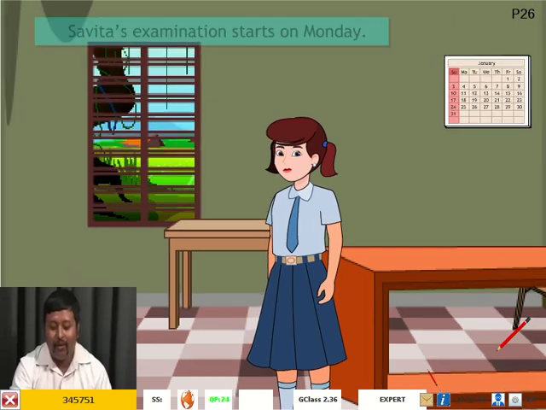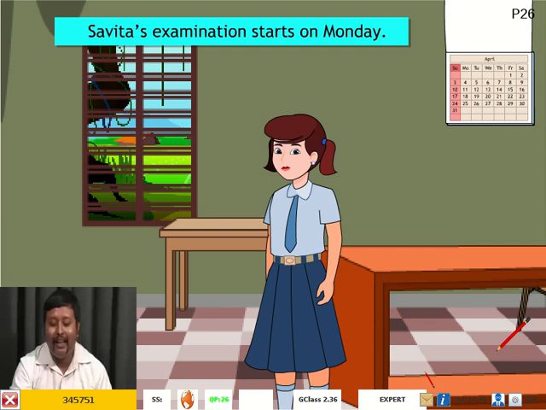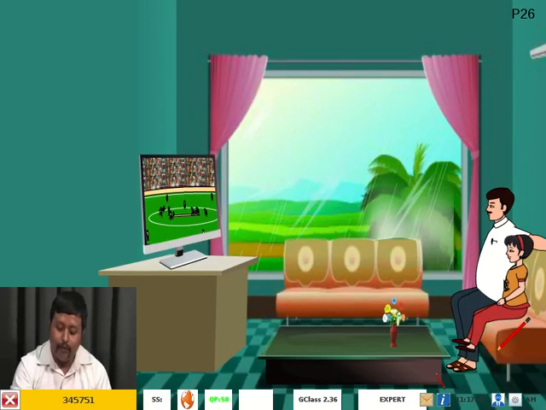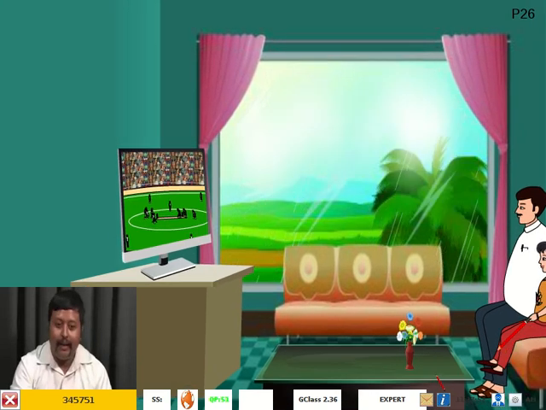Then, look, this lady looked worried. Savita's examination starts Monday. If the routine is given for the exam, can the date change? No, right? If the exam is supposed to start on Monday, it will start on Monday only. So that's a future thing, but it is fixed, permanent. So then what do we use? We use present tense. Okay? Then the next line is what?